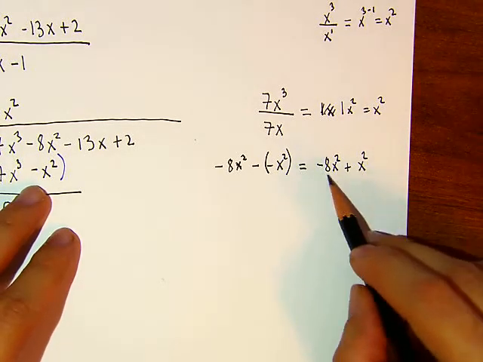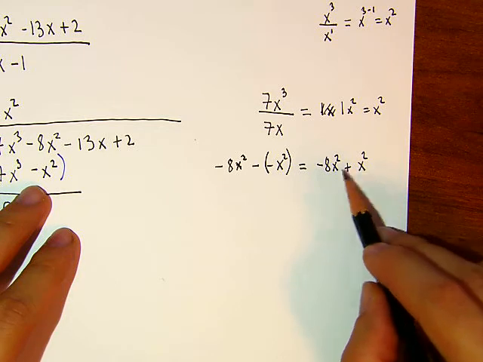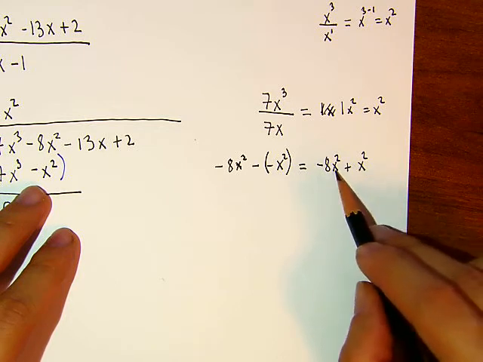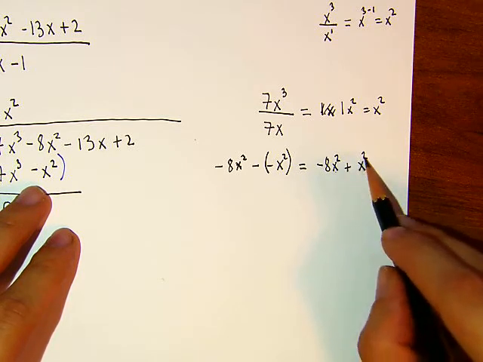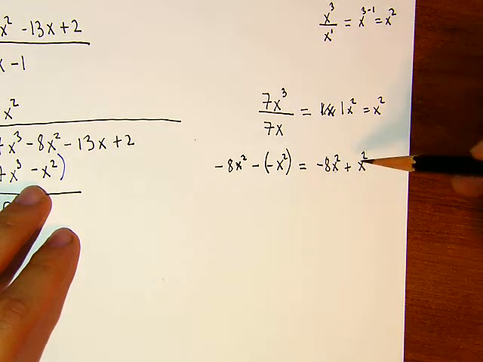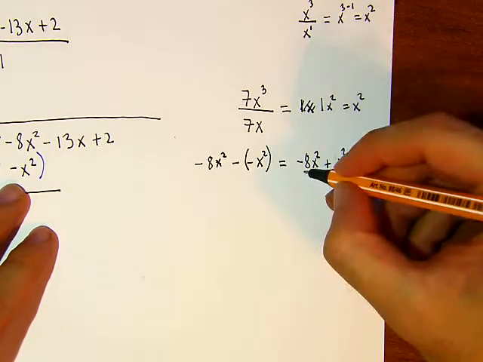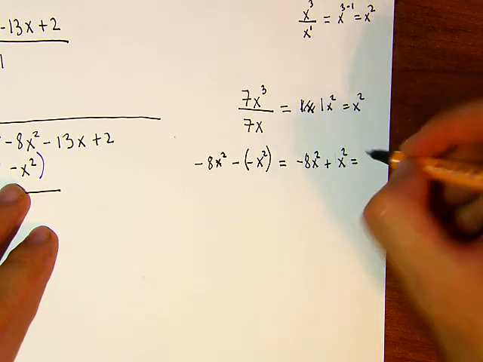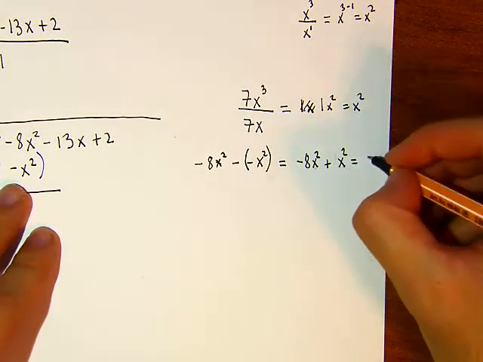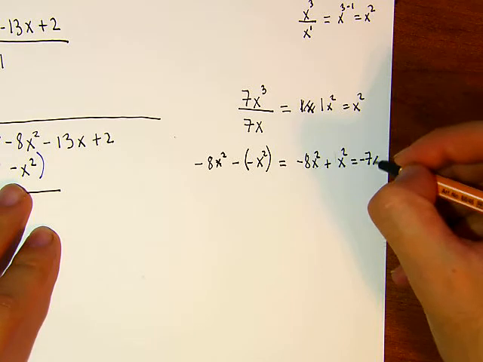Are these like terms? How do you know if they're like terms? They have the same base variable, they have an x and an x, and they have the same exponent. So remember, this is just a 1 here. This is just an invisible 1. This is just negative 8 plus 1, right? This is negative 8 plus 1, which is negative 7x squared.